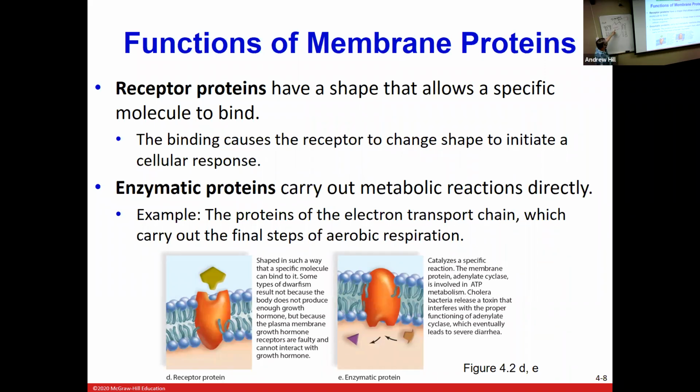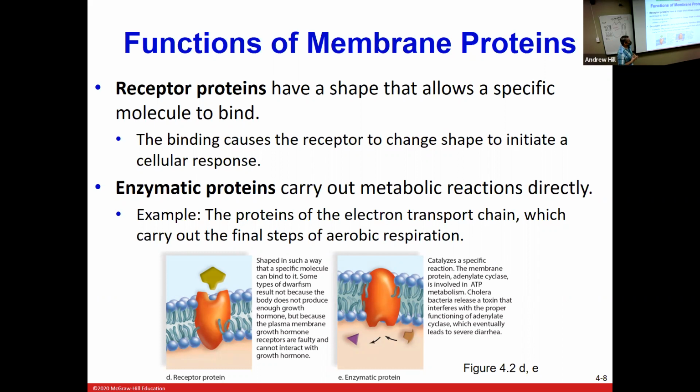The other possibility is this receptor protein can be activated. It might have enzymatic activity. It may cause something to happen within the cell. So there's a huge variety of different receptor proteins that work in different ways. Binding causes the receptor to change shape to initiate a cellular response.